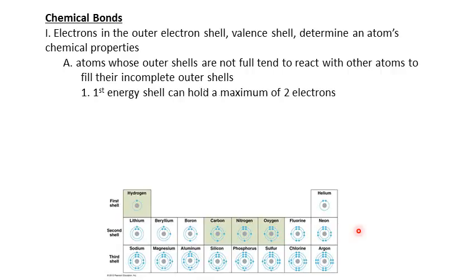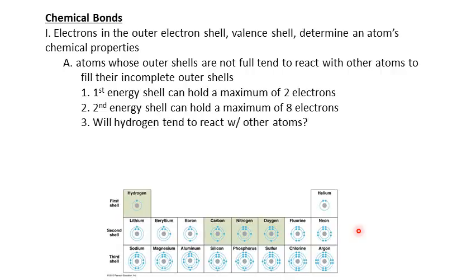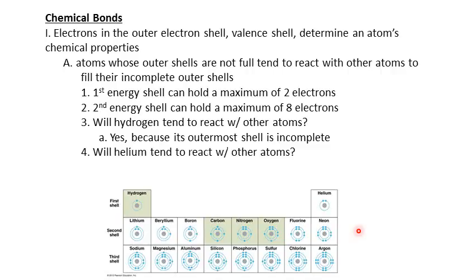We've mentioned that the first energy shell can hold a maximum of 2 electrons. The second energy shell can hold a maximum of 8 electrons. So, will hydrogen tend to react with other atoms? Yes, because its outermost shell is incomplete. When we say outermost, a lot of times we'll use the term valence, valence with a V as in Victor.